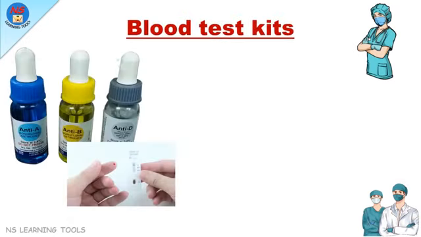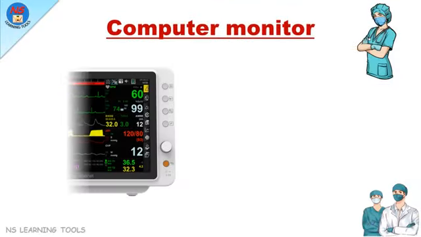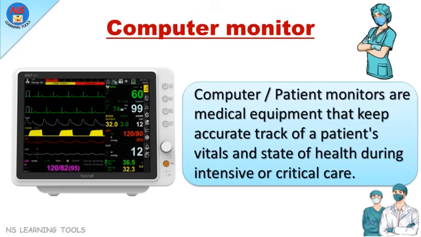Blood test kits. Find out how well organs, such as your kidneys, liver, heart, or thyroid are working. Help diagnose certain diseases and conditions. Computer monitor. Computer/patient monitors are medical equipment that keep accurate track of a patient's vitals and state of health during intensive or critical care.